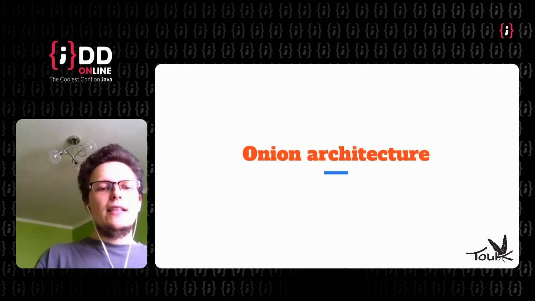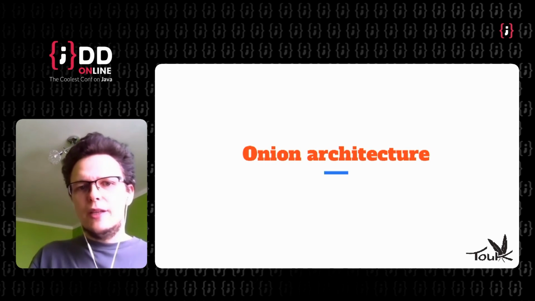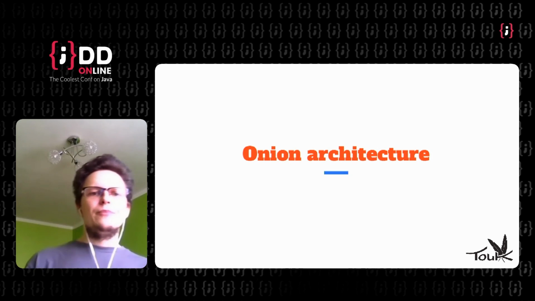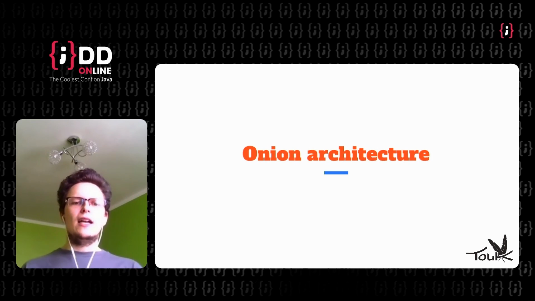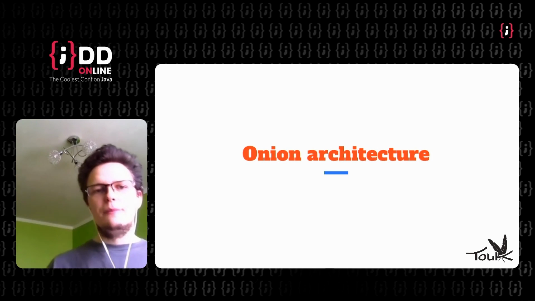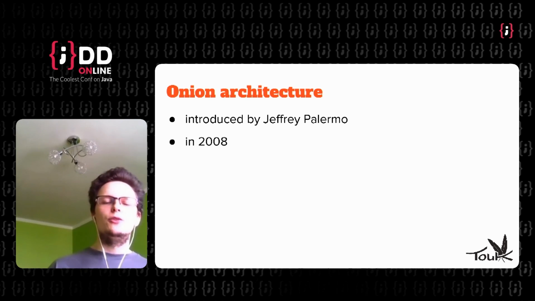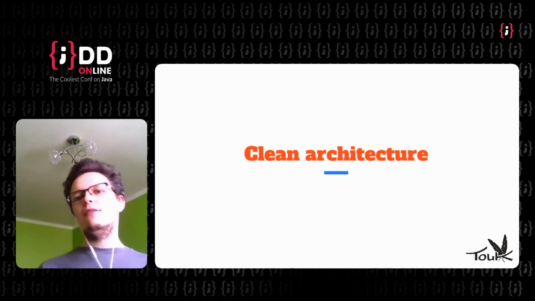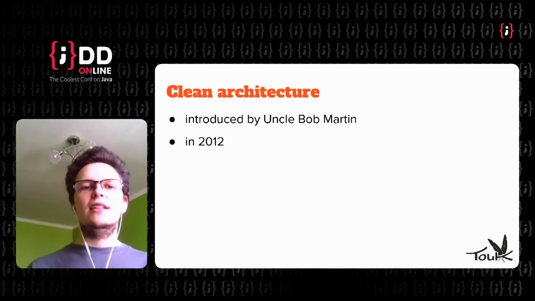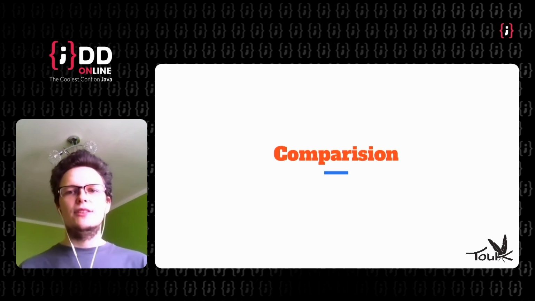Another thing that I want to mention in this presentation, as we are going to the end: there are other architectures that are very similar. We have the Onion architecture, which was crafted by Jeffrey Palermo in 2008. And we have also the Clean architecture, crafted by Uncle Bob Martin in 2012.